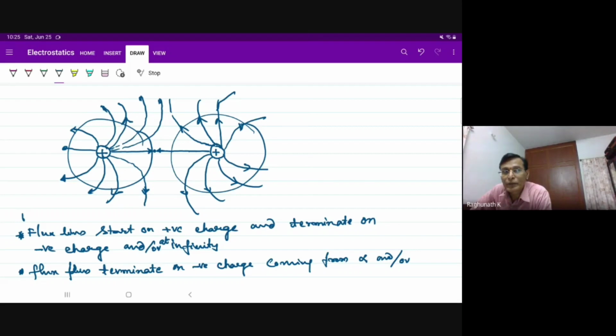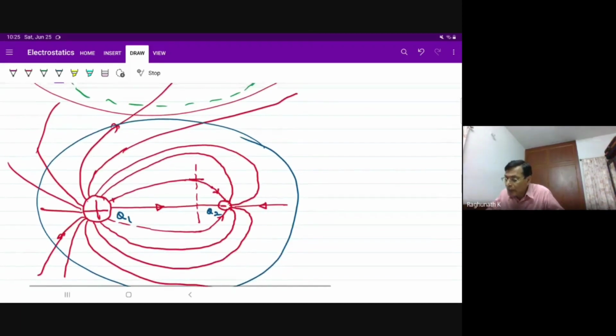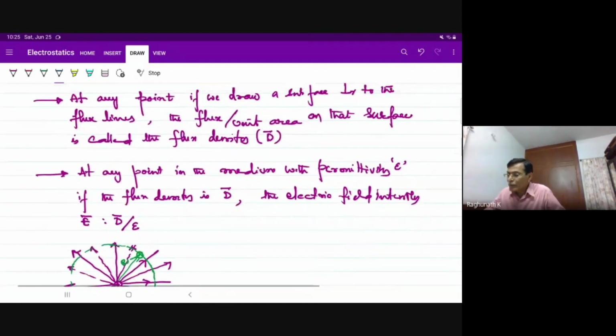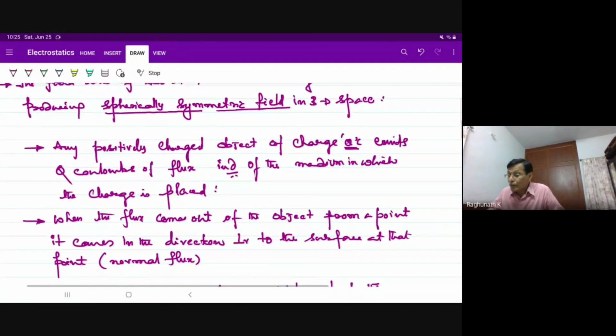Some more. Of course, some are the statements given by somebody. Ultimately, at a later stage, we can prove that they are correct.